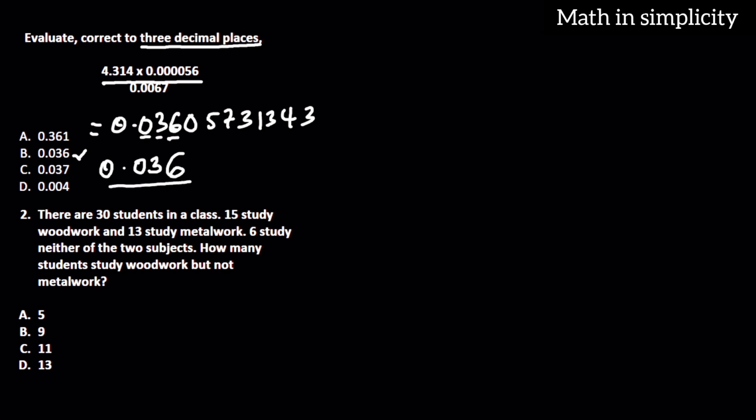Okay, let's move over to question number 2. It said there are 30 students in a class. 15 study woodwork and 13 study metalwork. 6 study neither of the two subjects. How many students study woodwork but not metalwork? So you see that this problem is a set problem, right? And you can also draw your Venn diagram to simplify. But we don't necessarily need to draw any Venn diagram, but it's advisable because it makes you have a better feel of what they're asking in the question.